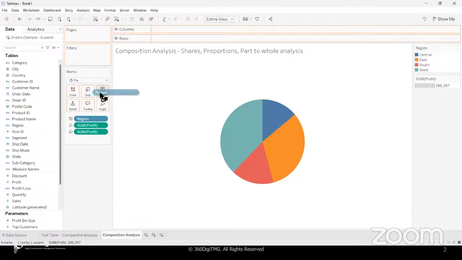Give it the label. Labels are bare minimum again. You should always provide the label for every chart, indicating the values. This is perfect.